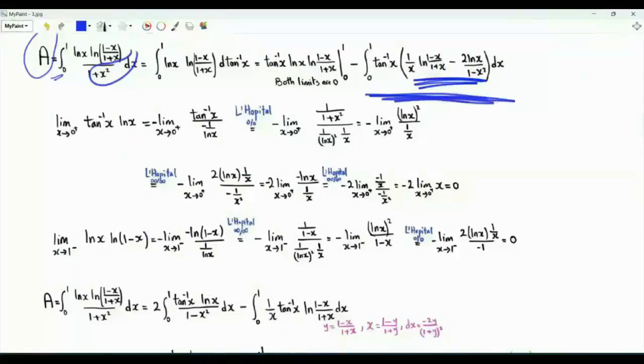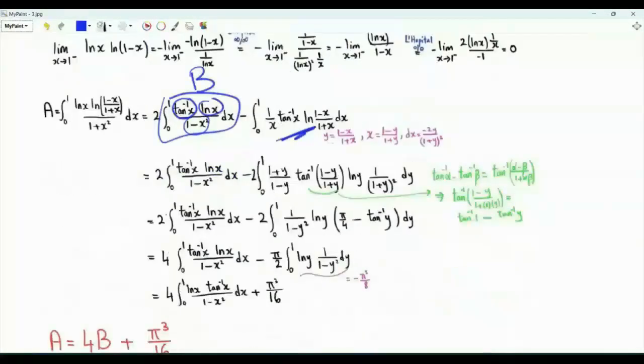We can split this integral into two integrals. 2 times the integral from 0 to 1 logarithm of x times the inverse tangent of x over 1 minus x squared. That's b. We have this other integral. We do a change of variables, x equal to 1 minus y over 1 plus y, which means that y is 1 minus x over 1 plus x.